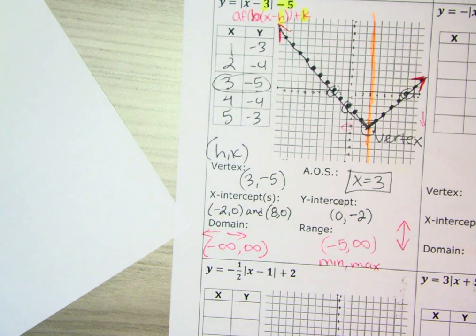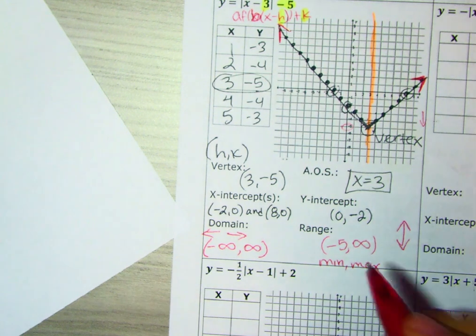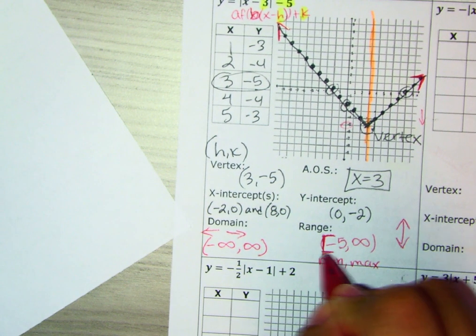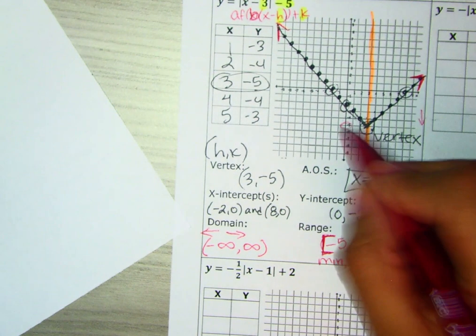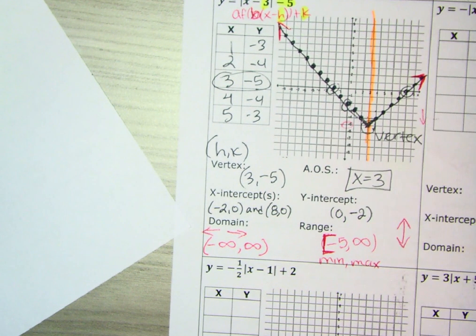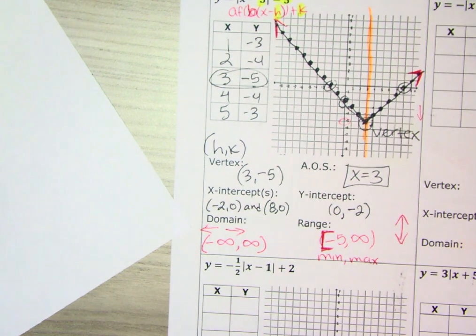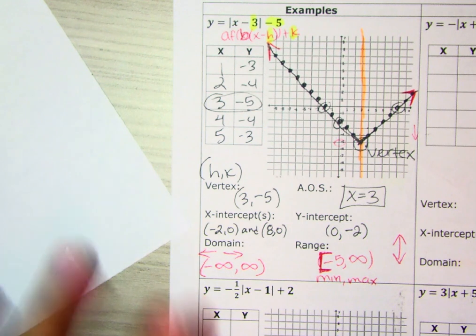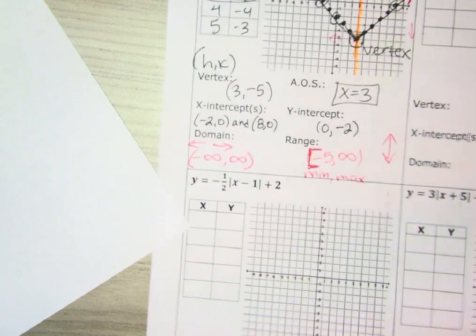I put parentheses right away because it's a habit from writing a point. However, you need to switch that: this -5 is actually a bracket, because you are stopping at -5 and you are including -5 because there is a point there. As far as infinity, once again, infinity will always be parentheses. So that's the first example. Pause the video, rewind if needed. Let's try the next example.